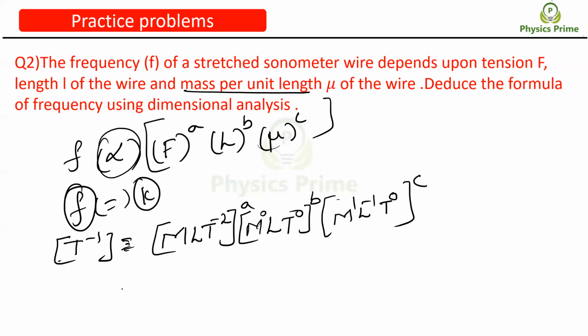Shall I simplify it now? M power A plus 0 plus C, that is 1 into C. Then L power 1 into A is A, plus L power 1 into B is B, plus L power -1 into C is minus C. And T power -2A plus 0 plus 0.